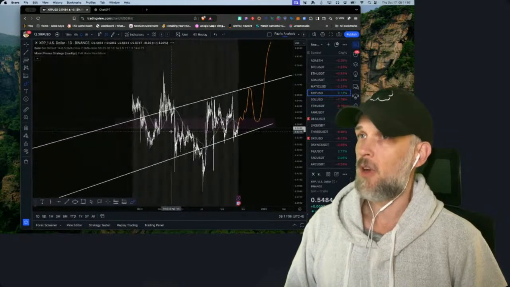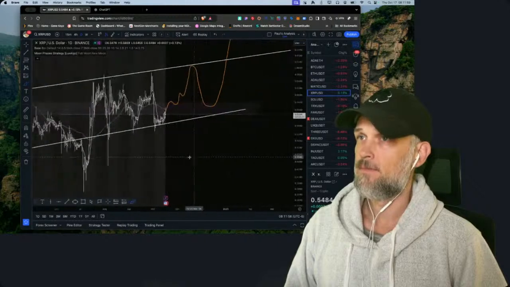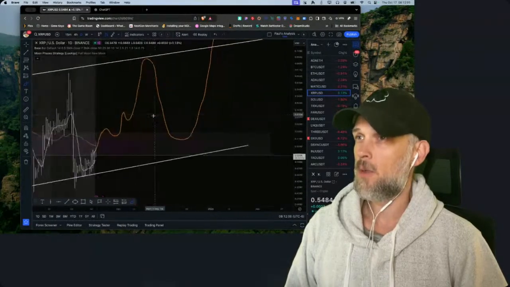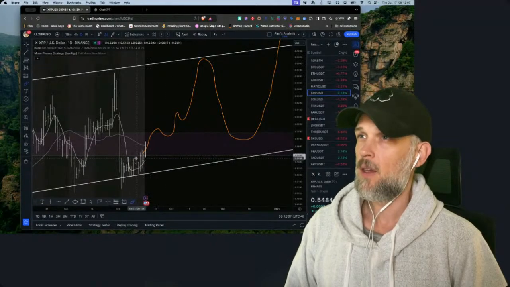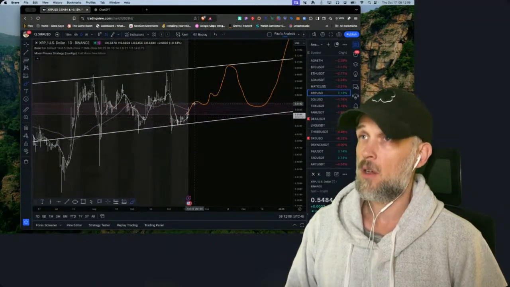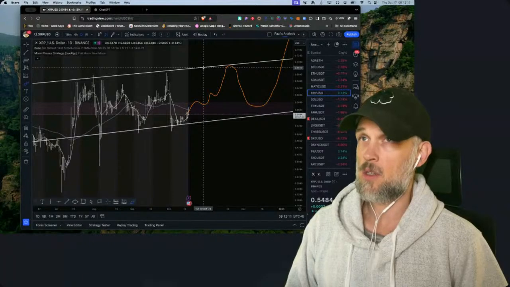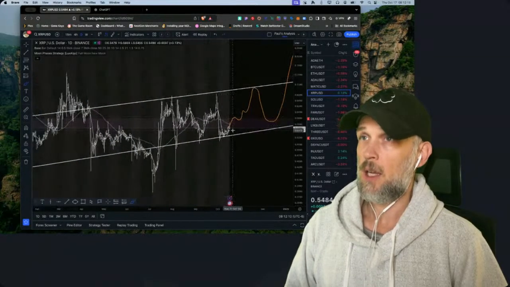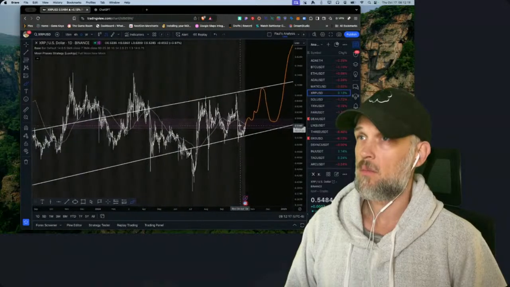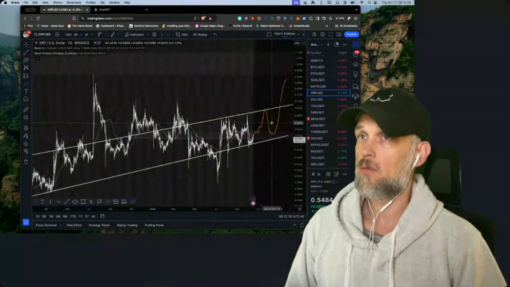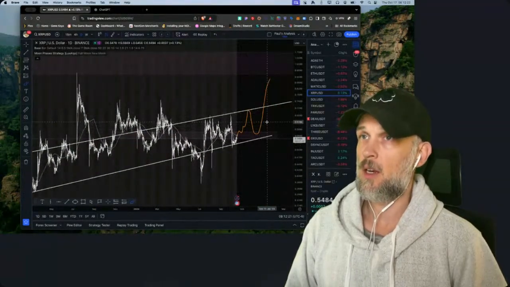XRP following its channel, and I called this one a couple of days ago. You can see my squiggly line, and the price action is following it very well so far. I do anticipate this to come back, retest this resistance on this channel, and bounce back and forth. I think we'll see a breakout, but not before this kind of action here.